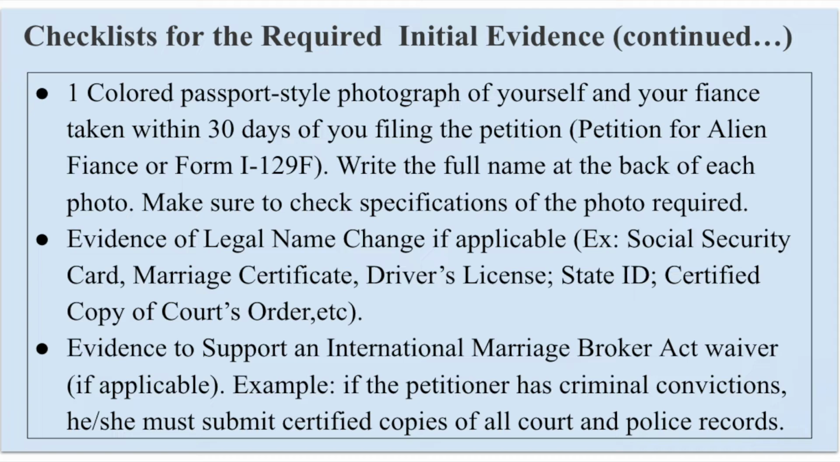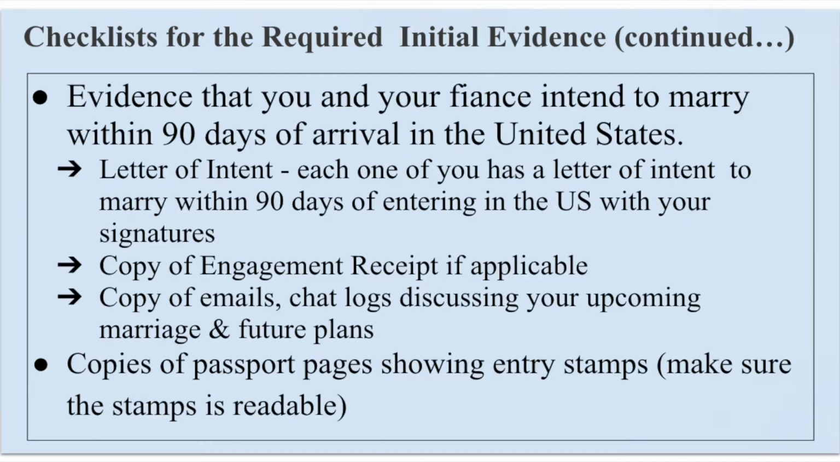Evidence to support an International Marriage Broker Act waiver, if applicable. For example, if the petitioner has criminal convictions, he or she must submit certified copies of all court and police records. Evidence that you and your fiancé intend to marry within 90 days of arrival in the United States. The letter of intent: each one of you has a letter of intent to marry within 90 days of entering the U.S., with your signatures and the date.